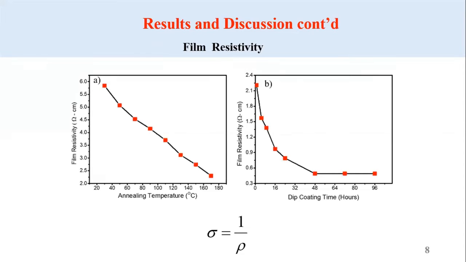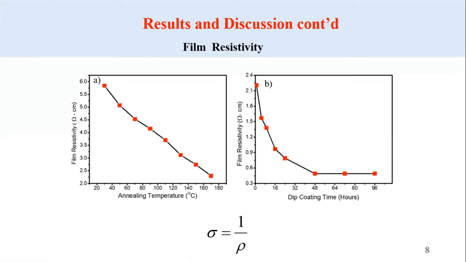And these are the results showing what was happening to the resistivities as the annealing temperatures were varied in the single-step solution deposition method, and as the dip coating times were varied in the two-step solution deposition method. In the first graph, from the experiment performed in the single-step solution deposition method, there was a decrease in the resistivities of the films as the annealing temperatures were increased from 30 degrees to 170 degrees.